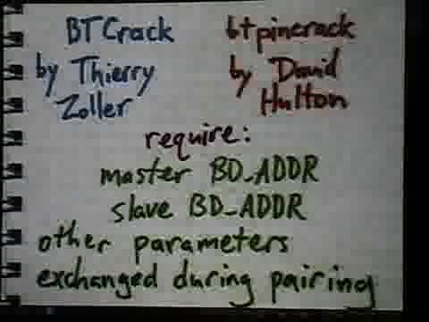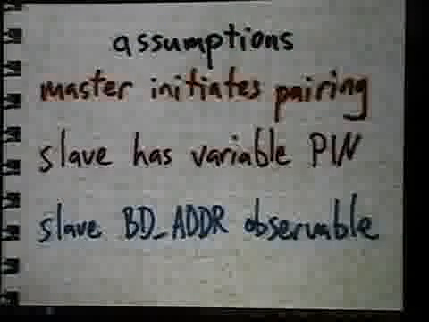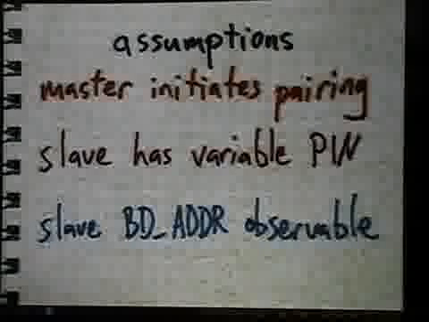It turns out that these tools, BTCrack by Thierry Zoller and BTPinCrack by David Holton, are using this method that's proposed by this paper by Wool and Shaked, and they require the full address of the master device, the full address of the slave device, and a bunch of other parameters that are observed in the clear during the pairing process. It turns out they make some assumptions that aren't necessarily true, and I'm going to skip through this a little bit, but if you want to find out about the realities of doing this, buy me a beer.